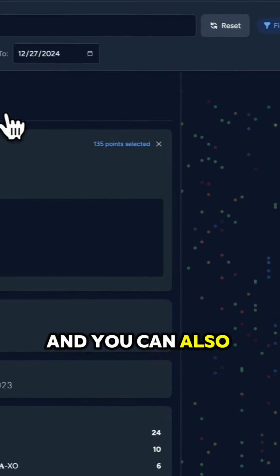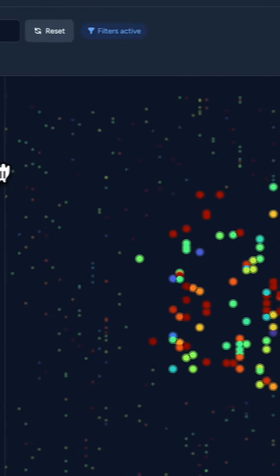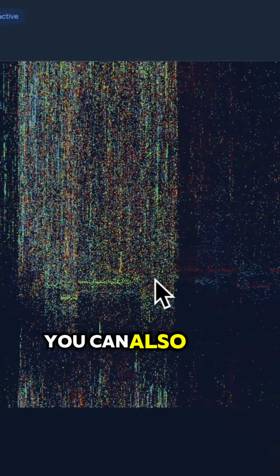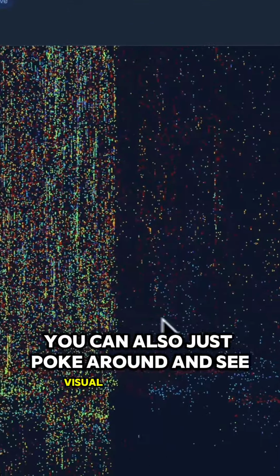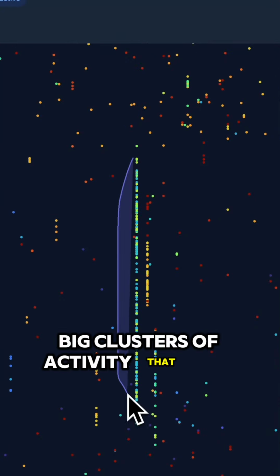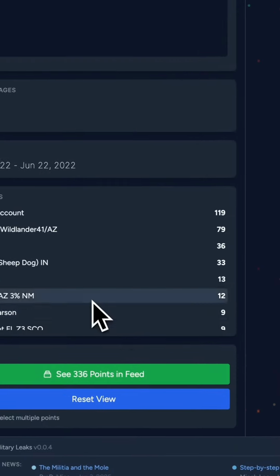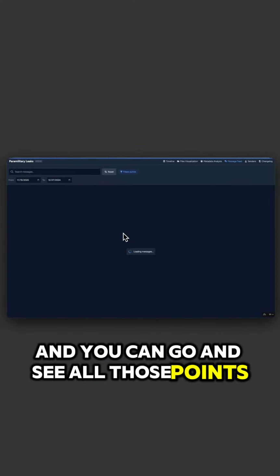And you can also get metadata about the grouping that you selected. You can also just poke around and see visual groupings, right? You can kind of see big clusters of activity that you might be curious about, what's going on in those messages. And you can go and see all of those points in the feed.